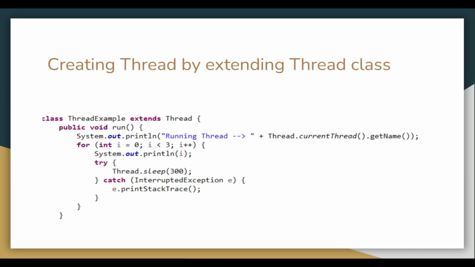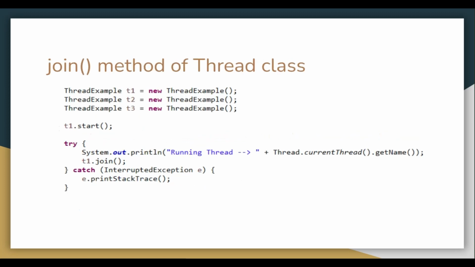Coming to the other methods of the Thread class for thread execution, the first one is the join method of the Thread class. Join waits for this particular thread to die and it achieves synchronization by making threads wait until the thread has fully executed and terminated.